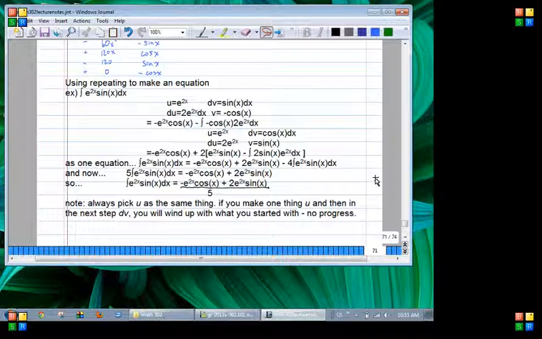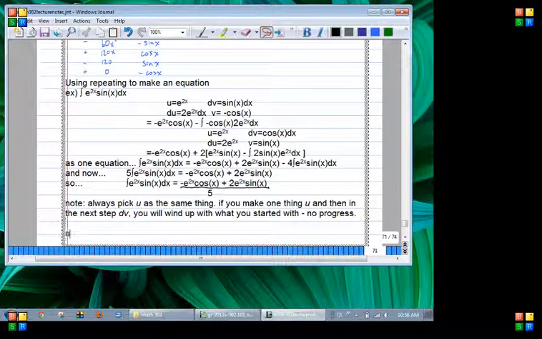Now, what would happen if you didn't do that? What would happen if you switched it? If in the first step u is e to the 2x, but in the second step u was the other thing and dv was e to the 2x, you know what you do? You integrate and get back where you started. So you undo the thing you just did. So don't do that. You don't want to go back to square one. Keep making u the same thing, and it will work out.